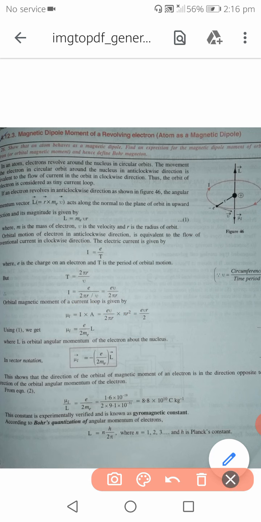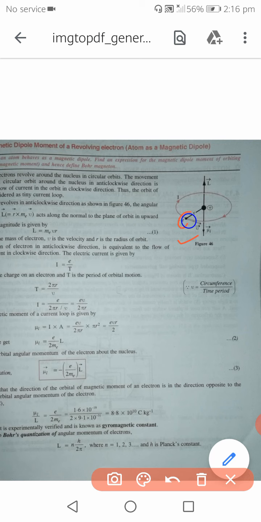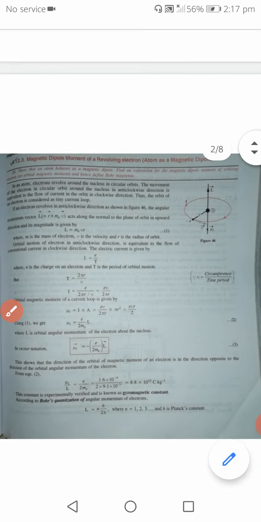Now this is the case. Electron moving this side, velocity vector. Current opposite side. Dipole moment, this one, given by mu l. Another thing here is angular momentum.